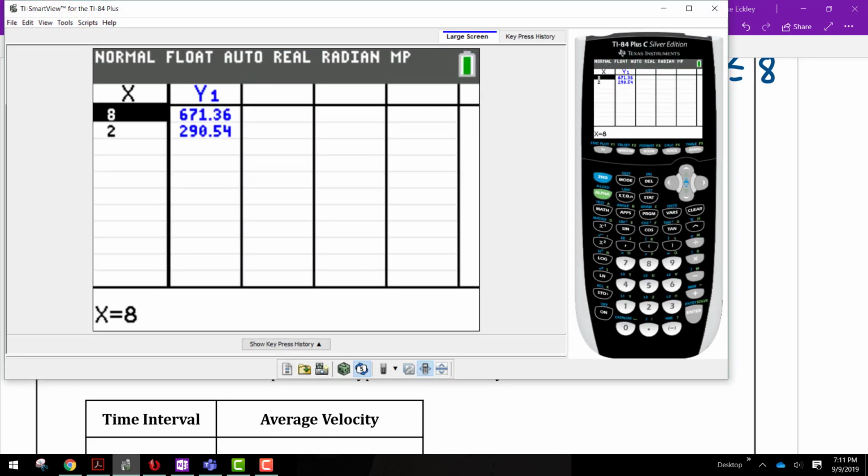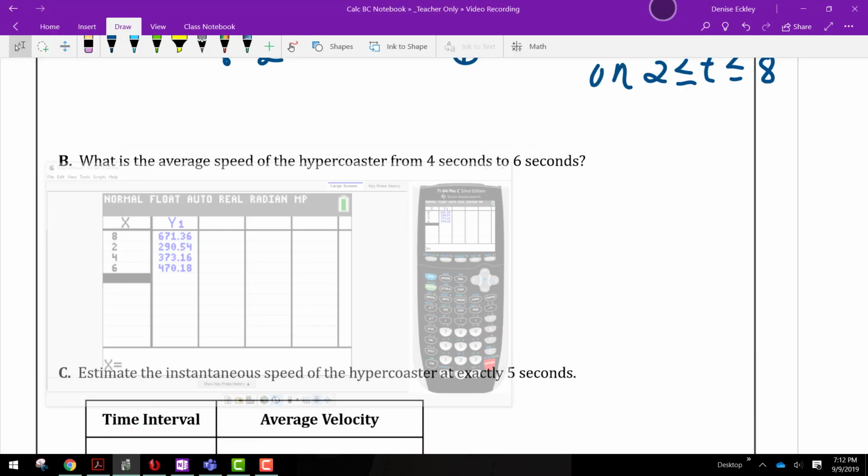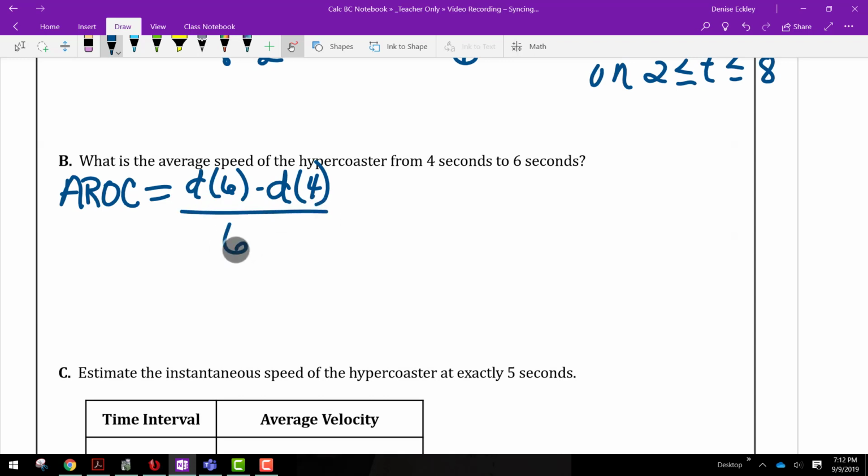So you can go back to your calculator and then go down and add 4 seconds and 6 seconds, and the same on the Inspire. You can add 4 seconds and 6 seconds, and then you have those values. So we can go back and fill that in on our paper. So our average rate of change is going to equal d of 6 minus d of 4 over 6 minus 4.